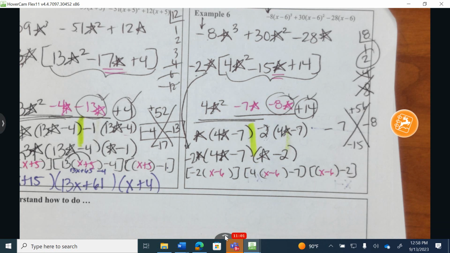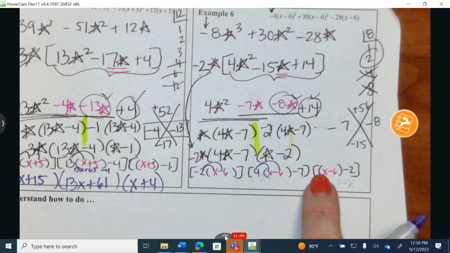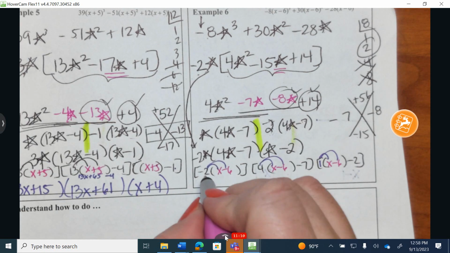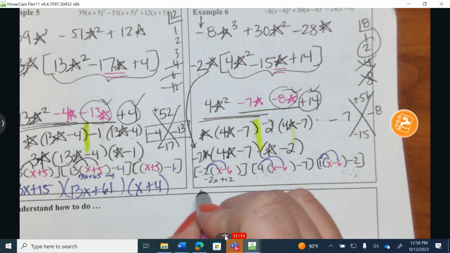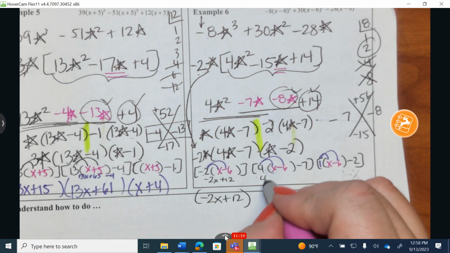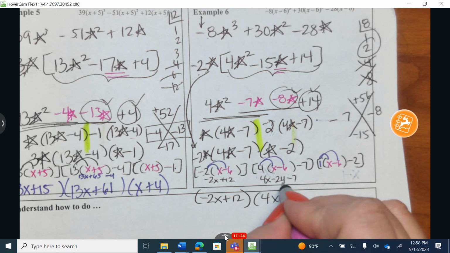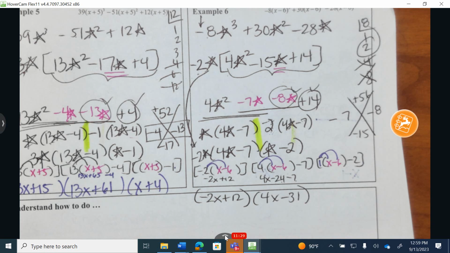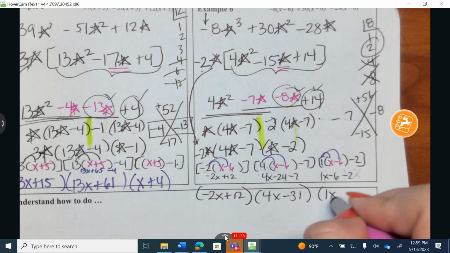And so we can see in a couple of these situations, I'm going to have to distribute or multiply, right? And then combine. In this one, there's just a 1 out front, so distributing doesn't change anything. All right, negative 2 times x, negative 2 times negative 6. So the first parenthesis is negative 2x plus 12. 4x minus 24 minus 7. Combining like terms, 2 negatives I'm going to add and end up with a negative 31. 4x minus 31. 1x minus 6 minus 2. 1x minus 8.